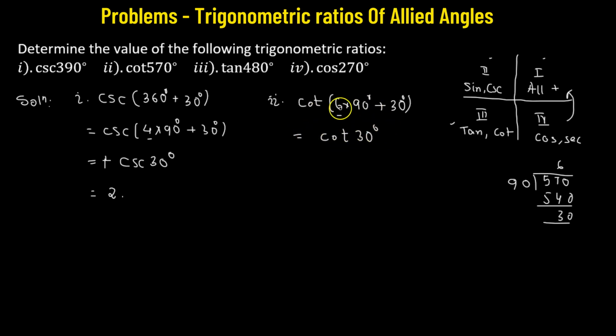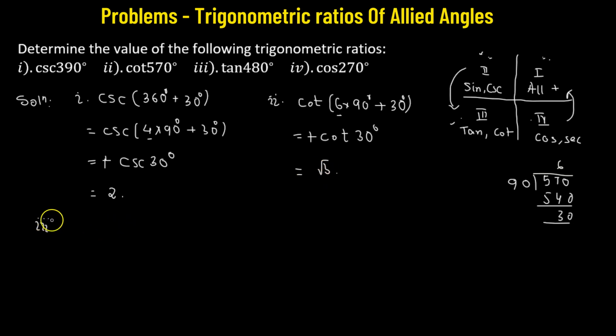Now coming to the sign, so 6 times 90 means we are in the sixth quadrant. So sixth quadrant means we have 1, 2, 3, 4, 5, 6. Sixth quadrant means we are in the second quadrant. But then again, we are adding 30 degrees to it, which will take us to the third quadrant. Now in the third quadrant, tangent and cotangent are positive. So we started out with the cotangent function, so its value is going to be positive. So we have positive cotangent of 30. So cotangent of 30 has a value square root of 3. Fine. Now coming to the third problem.